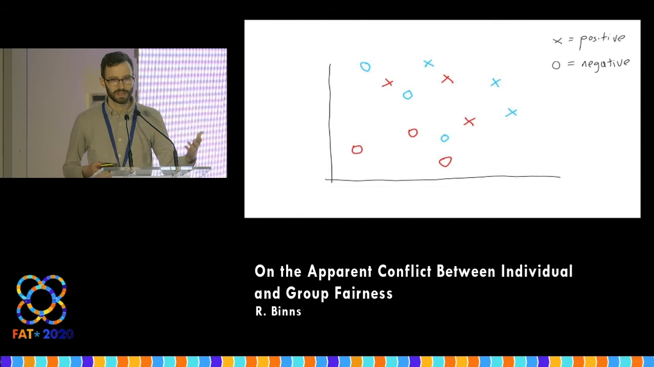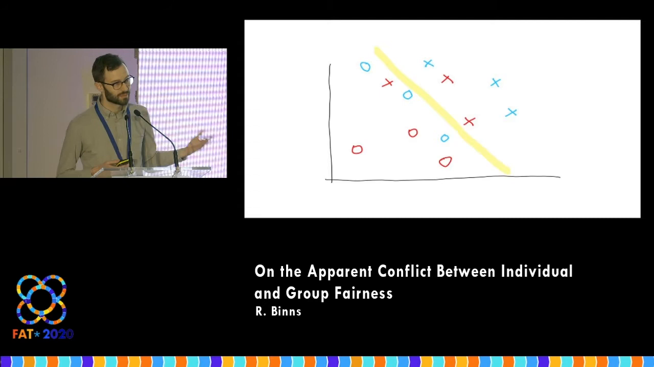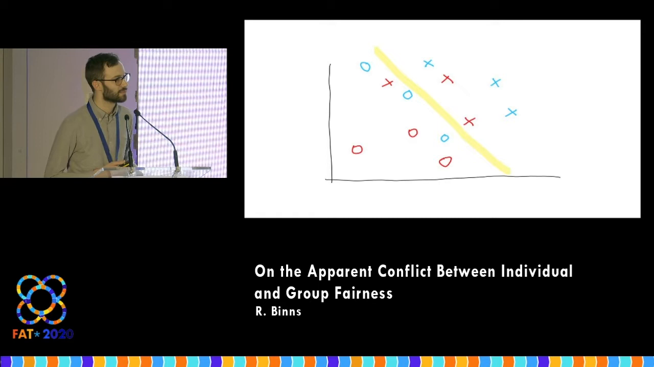And further, let's assume that the red and blue labels correspond to a protected class like gender or race. So we could create a decision boundary like this that would allow us to make predictions about new students to see whether we want to admit them or not. And the question is, is this fair?